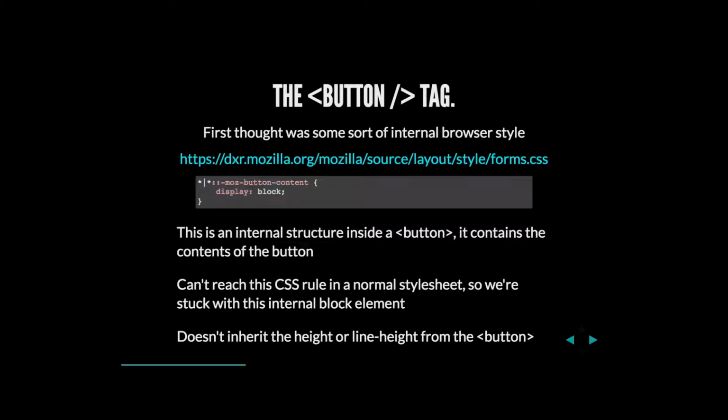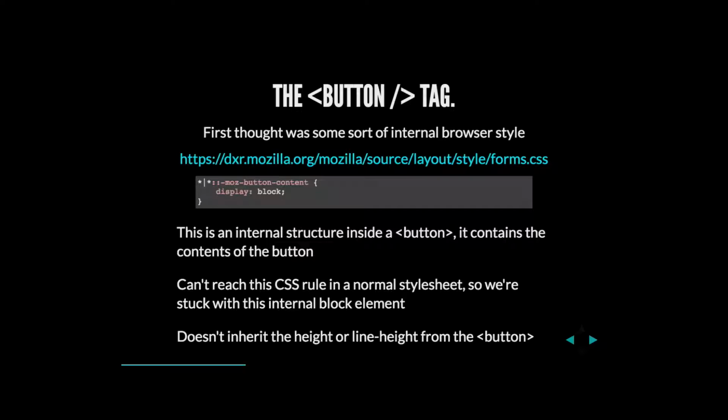So I went digging, and I found this little bit of code in the Firefox source code. It's in form CSS. It basically says there's this magic element called button content, and you can't style it like that. You can put that in your CSS code, but it doesn't do anything if you try and override it. And it just makes the content inside a block element that you can't get to. So I was like, well, that kind of makes sense. That's why the content is the size it is.